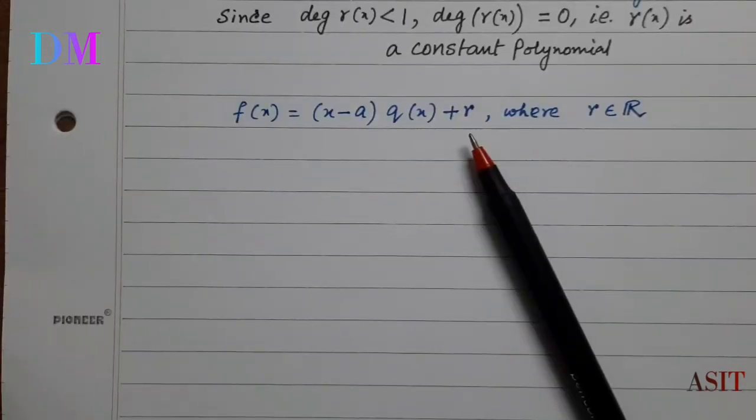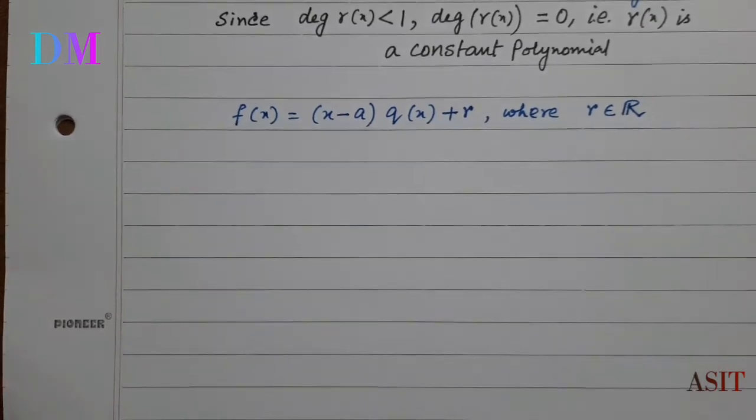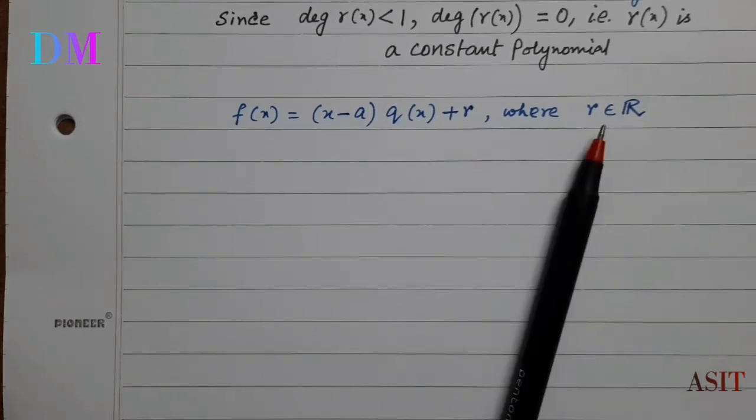Therefore, we can write f(x) equals (x minus a) into q(x) plus r, where r is a real number. Can r be 0 or not? Yes, r can be 0 also. So when r becomes 0, then we can say that x minus a will be a factor of f(x). And I have also written that r belongs to the real number set. That is, r is a real number and 0 is also a real number. So r can be equal to 0.